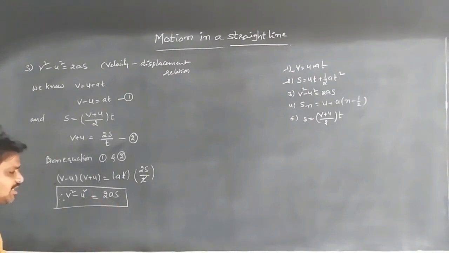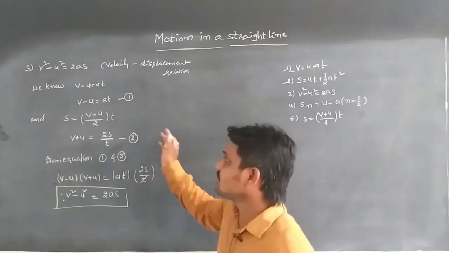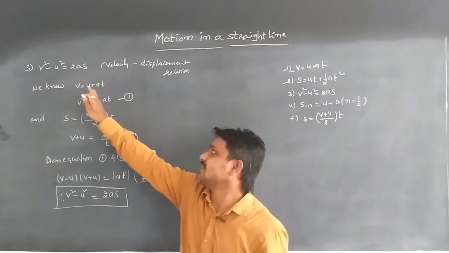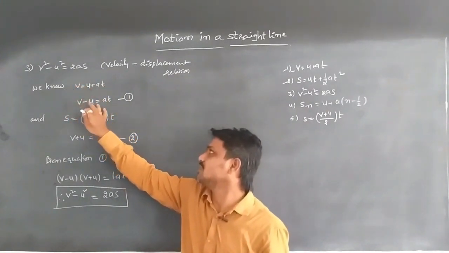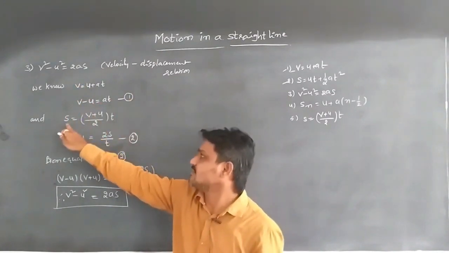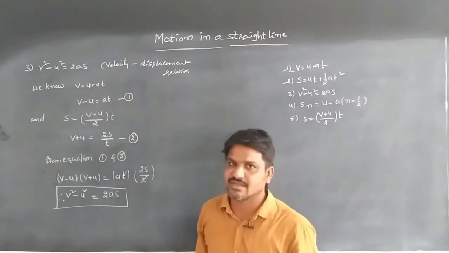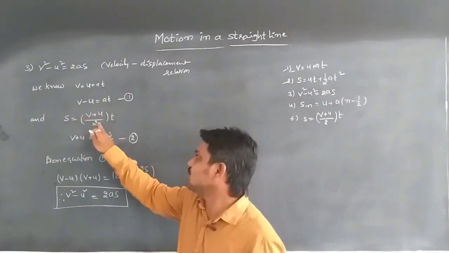So from this relation we can get another one. Once again we know that v is equal to u plus at. From this relation, taking u to this side, we get v minus u is equal to at. Then we already know that s is equal to (v plus u) by 2 into t, that is the equation for the displacement.